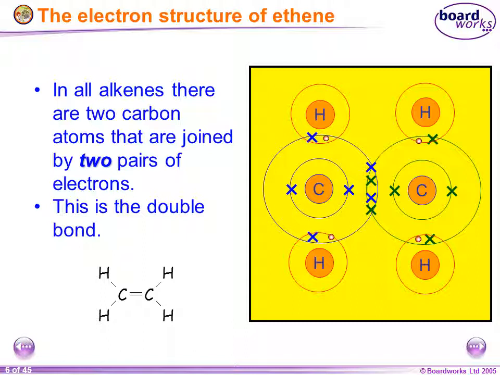In all the alkenes, there are 2 carbon atoms that are joined by 2 pairs of electrons. This is the double bond. And you can see an example on the right. If you remember, in alkanes, it was a single bond, with one pair of electrons.